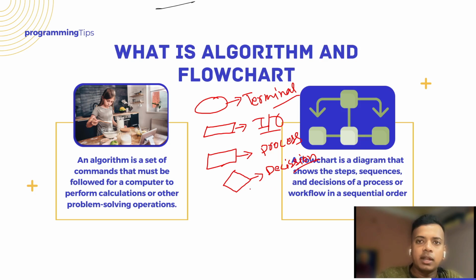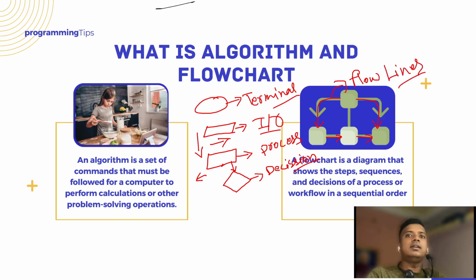And when you use this kind of arrow line for connecting these things, it is called the flow. You can see here, this is the flow. It will go from here to here, and here, like this. So these are the flow lines.